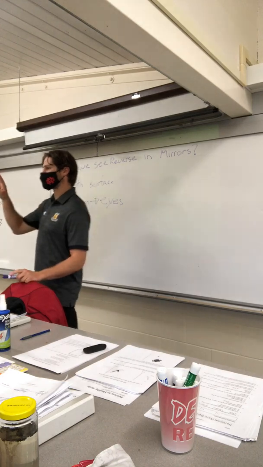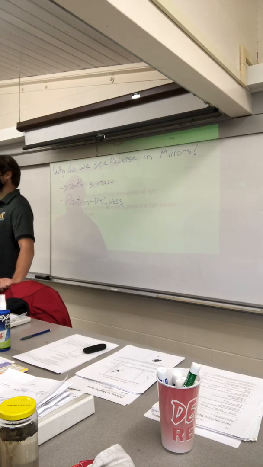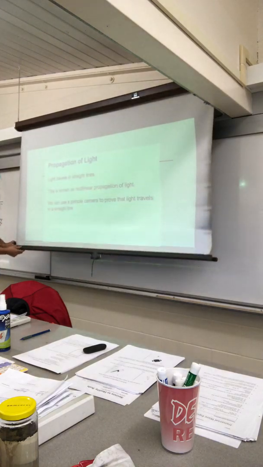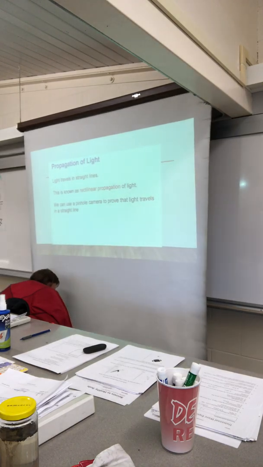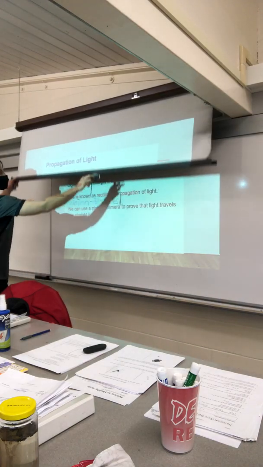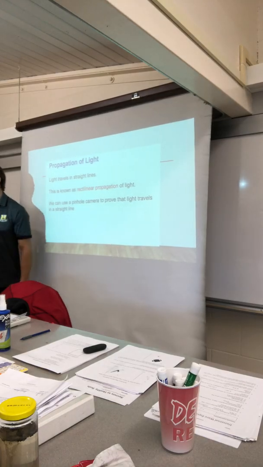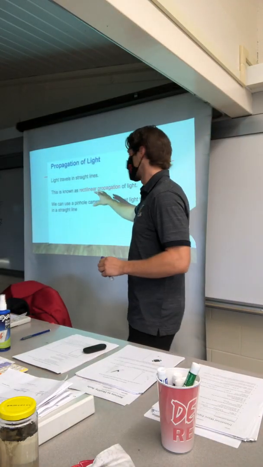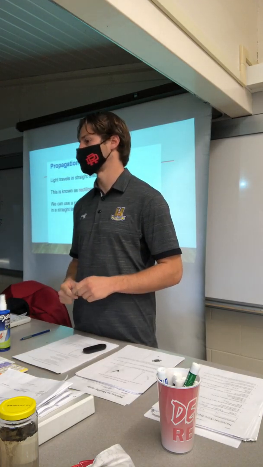Light bouncing. But there's two things we need to understand to see why we see reversing in mirrors, okay? The first one is a really big term that I would write at the top of your page. It's called rectilinear propagation. Propagation, what does that mean? Rectilinear propagation is a huge word that all it means is that light moves in straight lines. That's all it means.